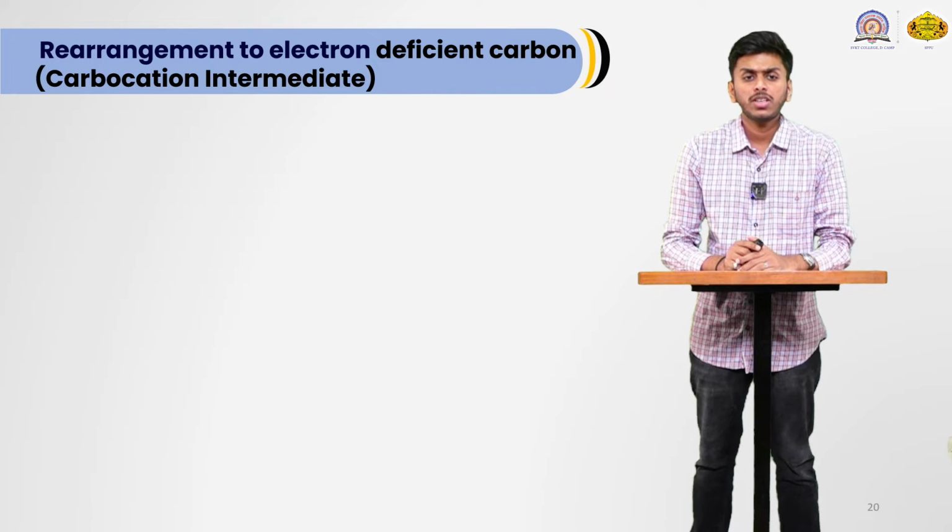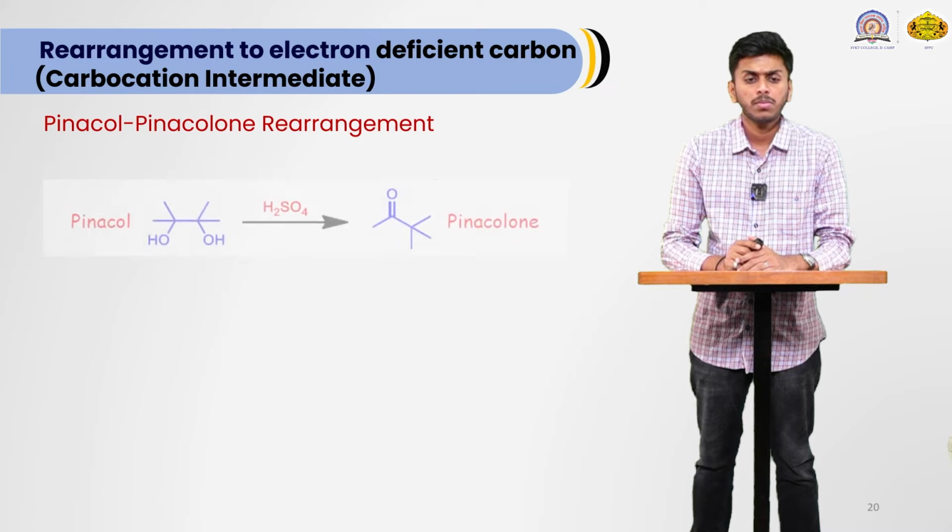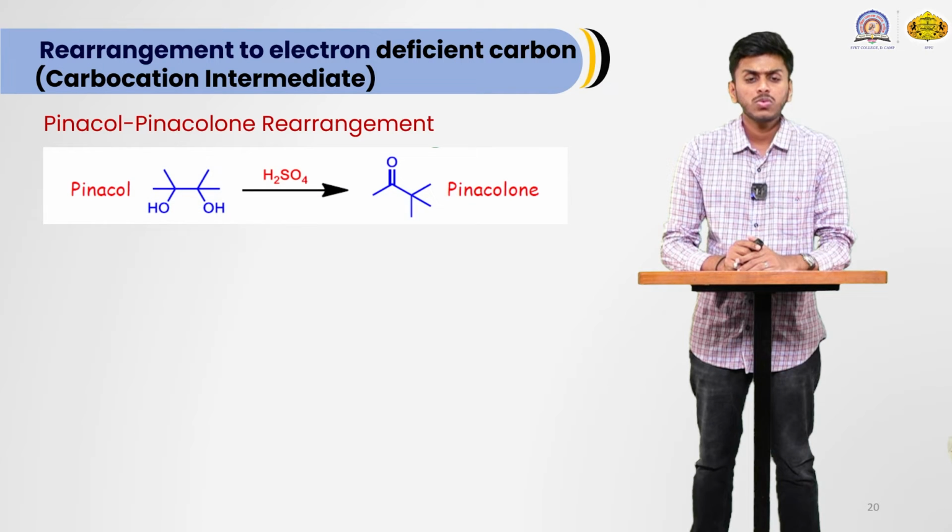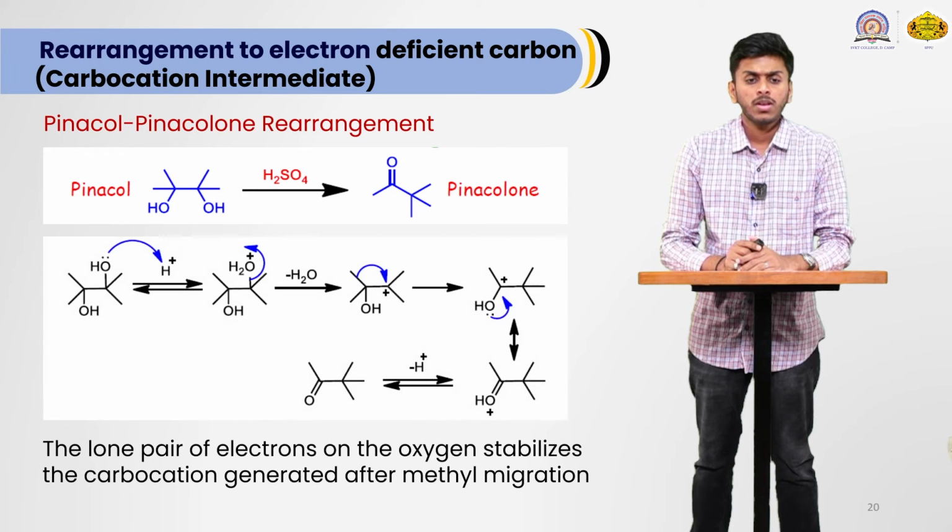Rearrangement to electron deficient carbon. First is the Pinacol-Pinacolone rearrangement as an example. Here the Pinacol, that is a 1,2-diol, in the presence of acidic conditions such as H2SO4 or HCl is converted into Pinacolone, a carbonyl compound. The mechanism of the Pinacol rearrangement is shown in the image given below.